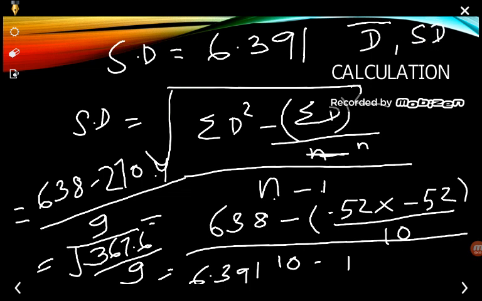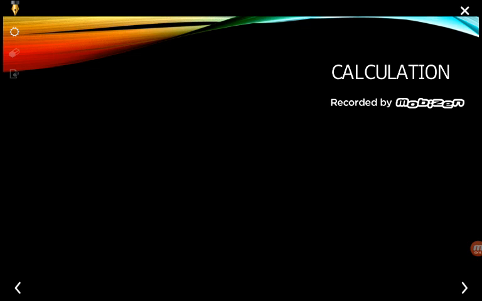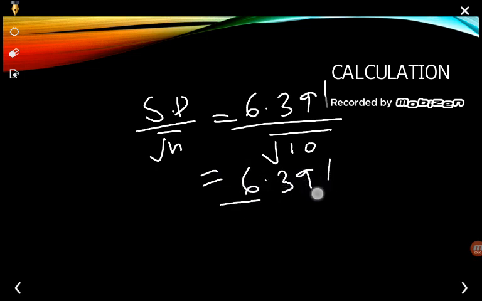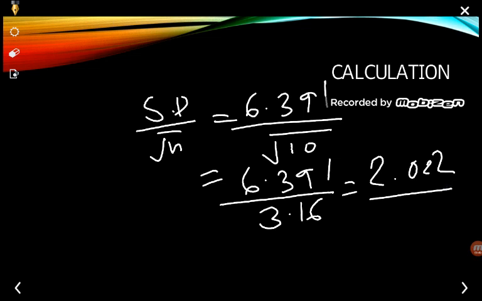Now we have to put it inside the formula, and that formula is SD by square root of n. That is equal to, we have just now calculated the standard deviation, 6.391 divided by square root of 10. That is equal to 6.391 divided by 3.16, which is equal to 2.022. So we have calculated the SD by square root of n.